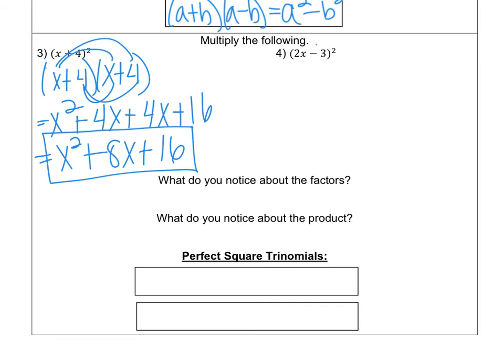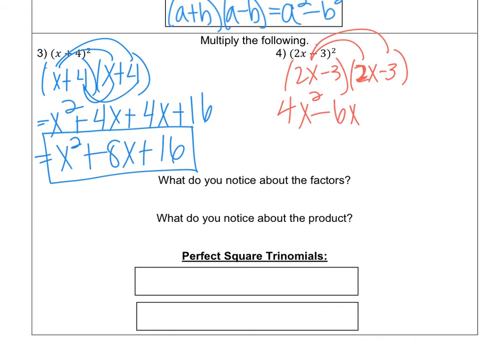So same thing, I need to rewrite this as 2x minus 3 times 2x minus 3, because I'm squaring it, which means that there's two of them. So we're going to multiply it out. 2x times 2x would give us 4x squared. 2x times negative 3 is negative 6x.